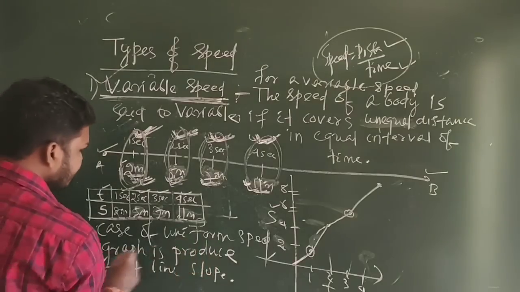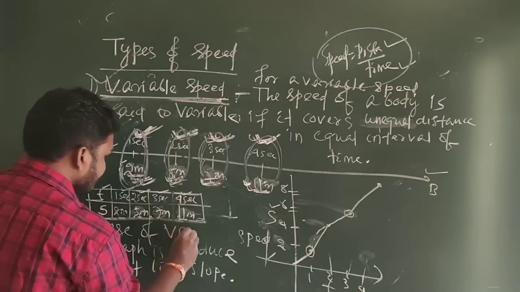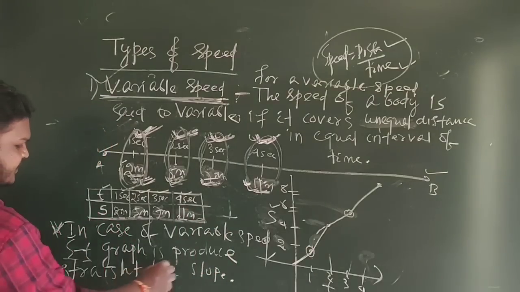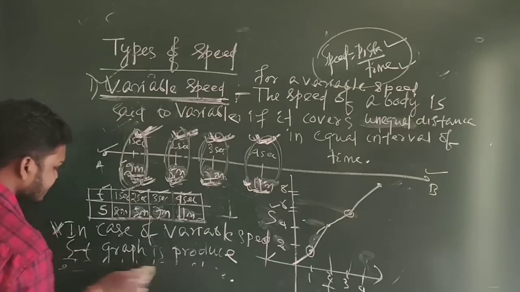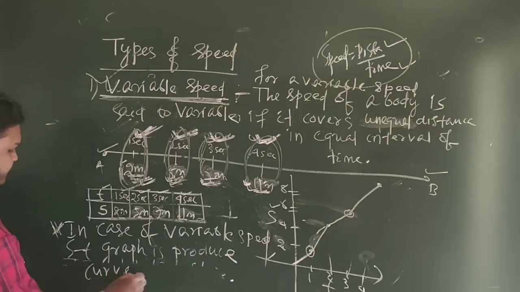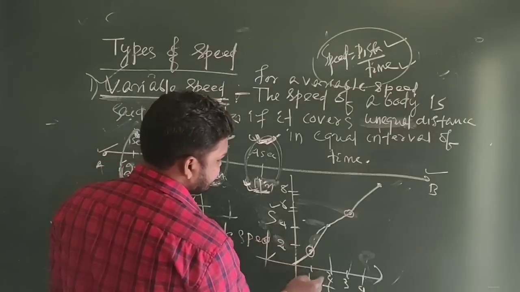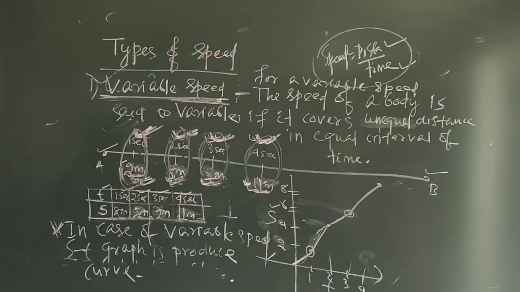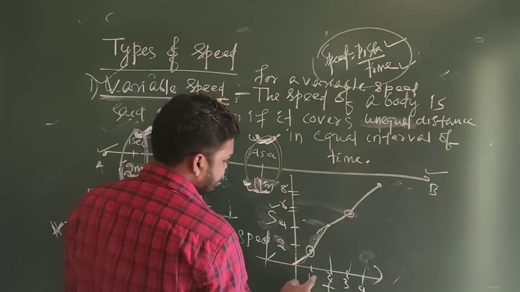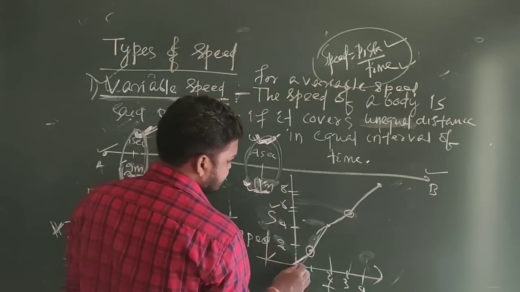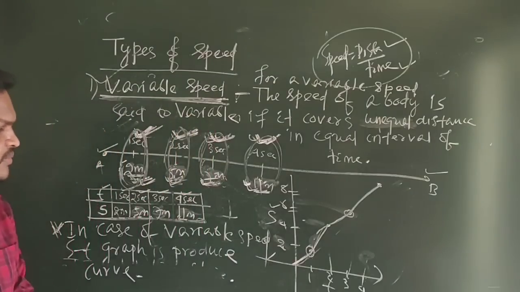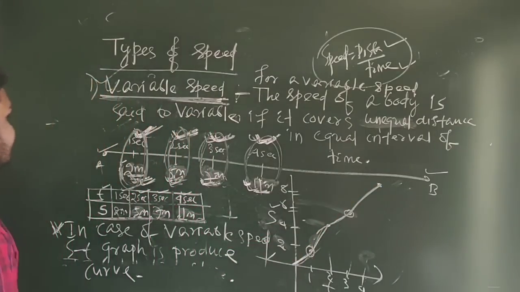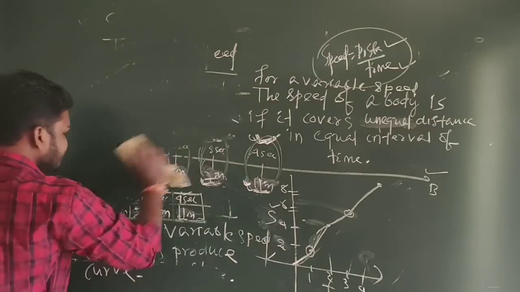So in case of variable speed, the distance time graph produces a curve. That means if you plot a graph between distance and time, in case of variable speed it produces a curve. But in case of uniform speed, as the body covers equal distance in equal interval of time, it produces a straight line. But in case of variable speed, the ST graph produces a curve. So this is uniform speed and variable speed.